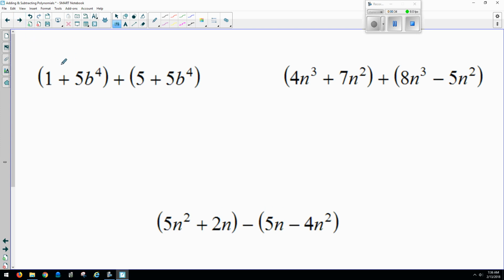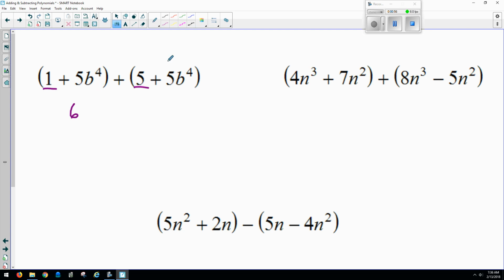I want to combine these two. These are actually binomials because they're two terms separated by a plus sign. So I want to look for like terms. I can see the number by itself, 1 over here, along with 5 over here. I'm going to put 1 underline under those just so I can keep track of what I've already combined. So I have 1 plus 5, which is 6.